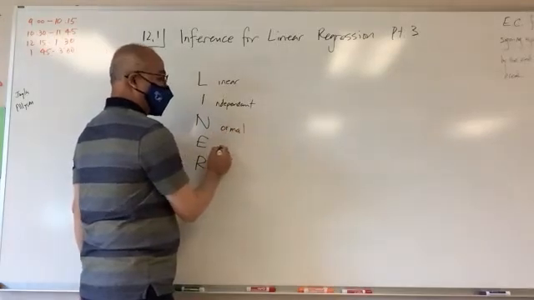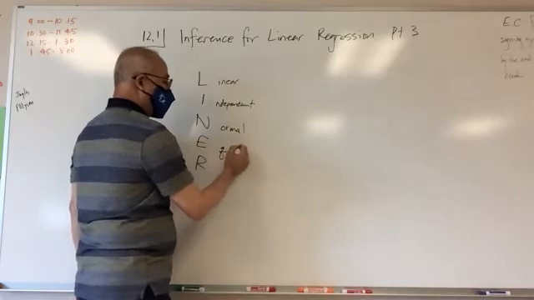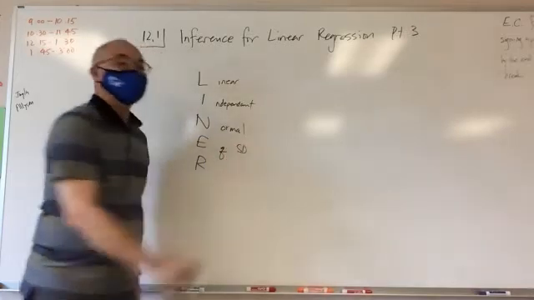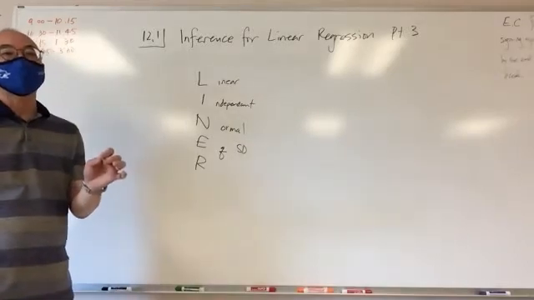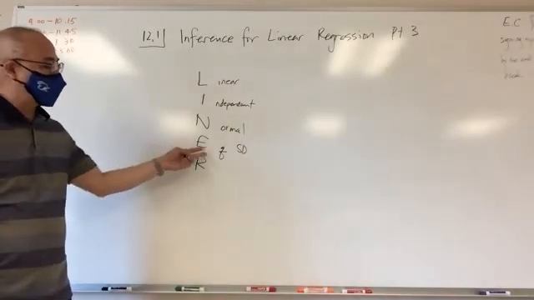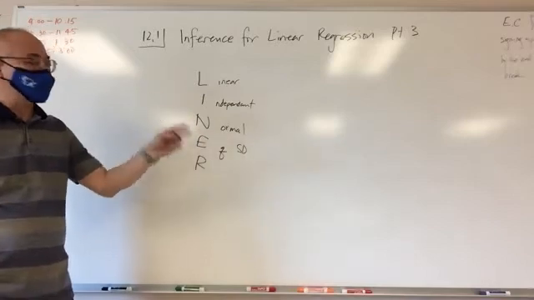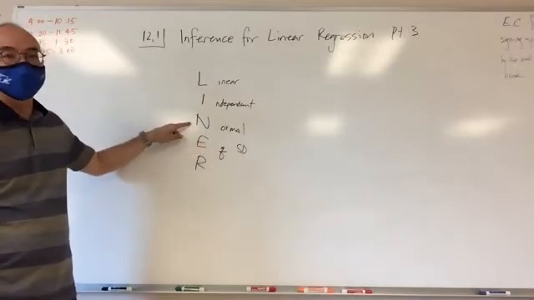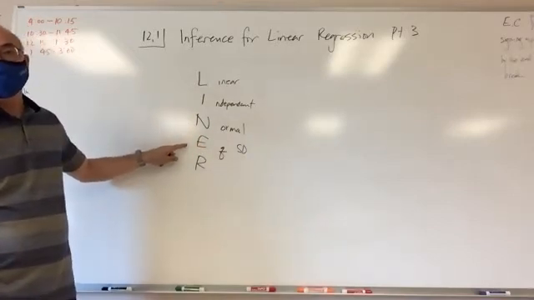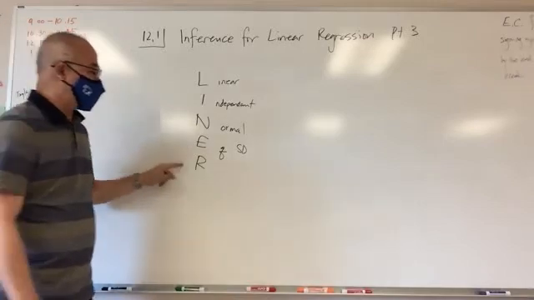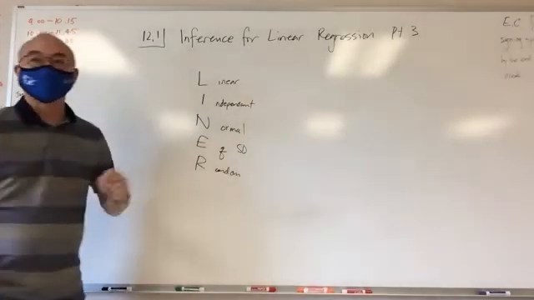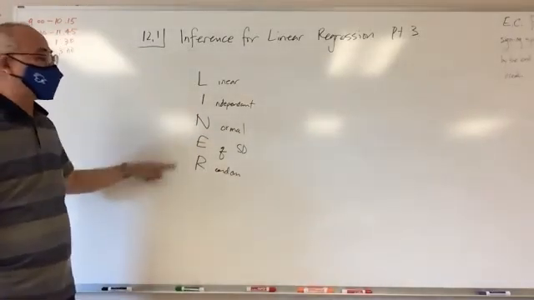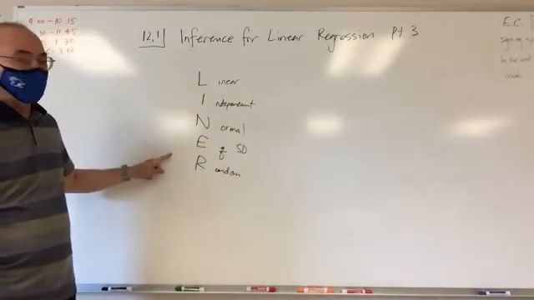N was normal, E equal standard deviation, right? The standard deviation for every explanatory variable is going to have equal standard deviation. It's not only is it going to be normal, but it's going to have equal standard deviation. R was, as always, random. Okay, so these are the 5 things that you will check for in doing the inference.